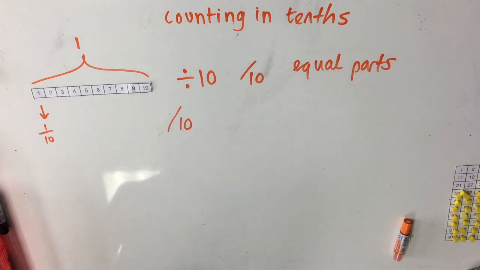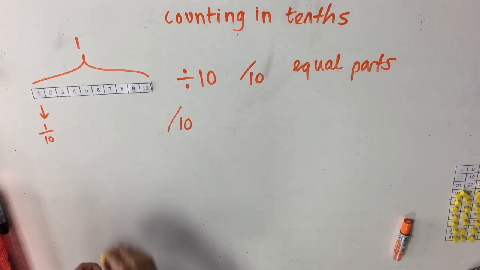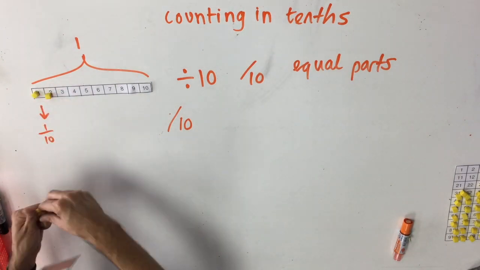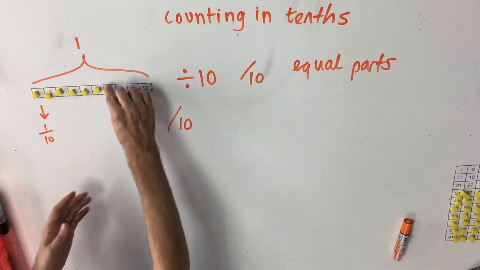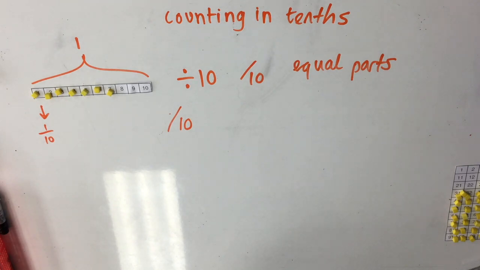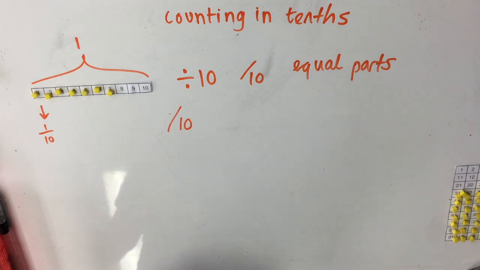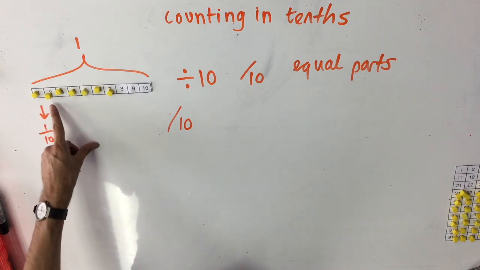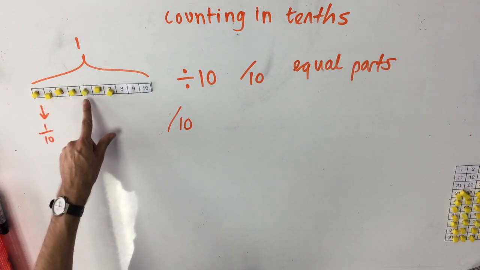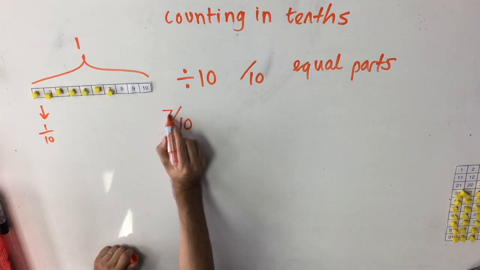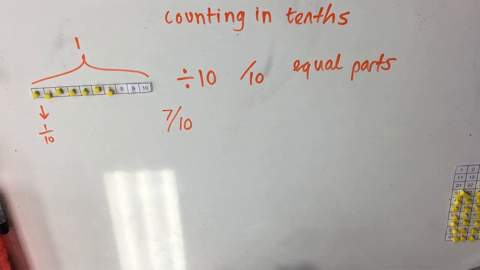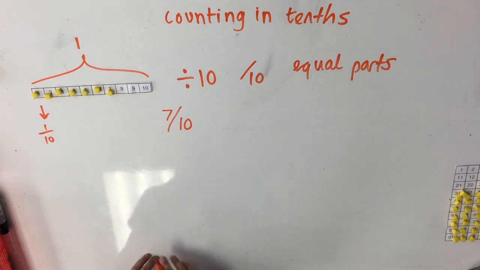Take a look at this next example. How many tenths do we have covered? Hopefully you can see that we've got 7 tenths covered. 1, 2, 3, 4, 5, 6, 7. And we show that by having a 7, then a line, and then 10.